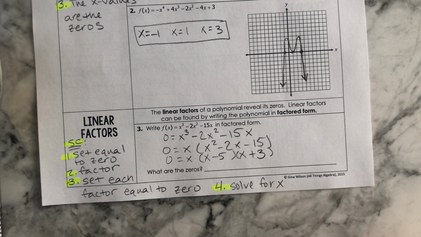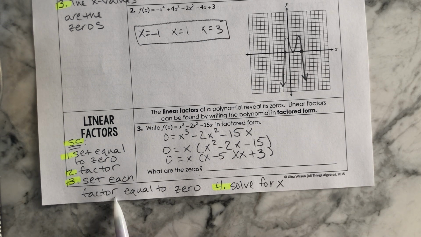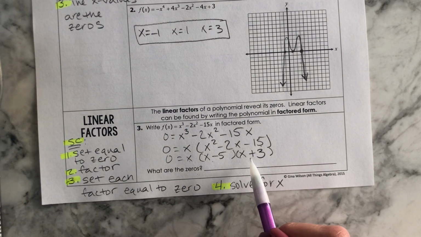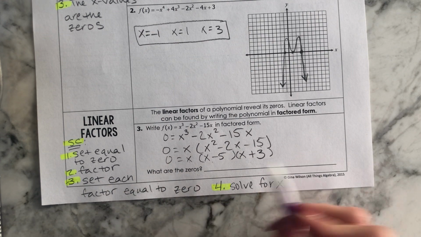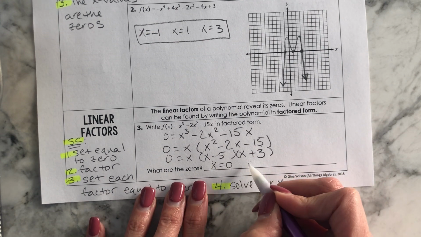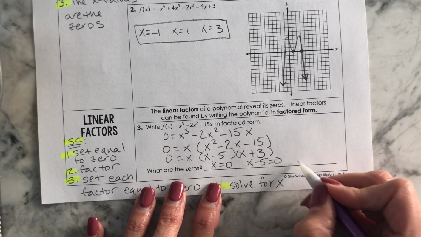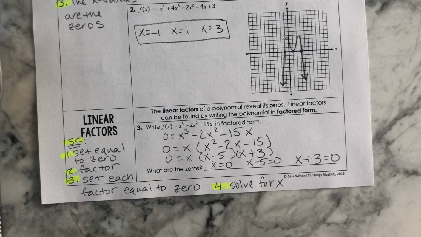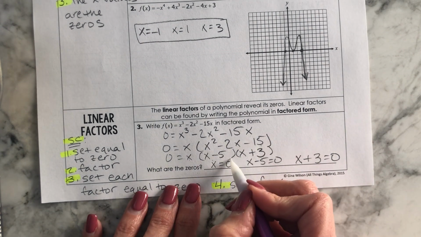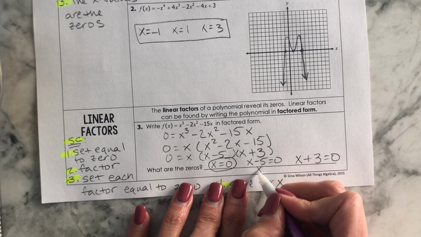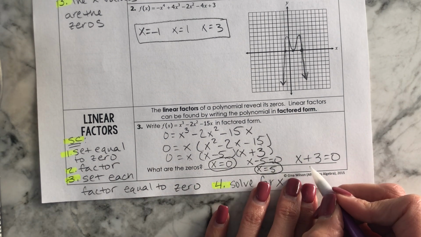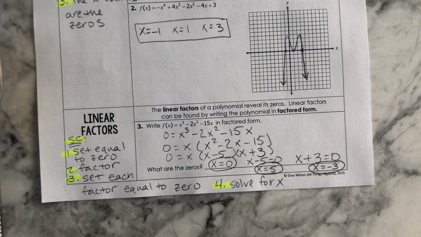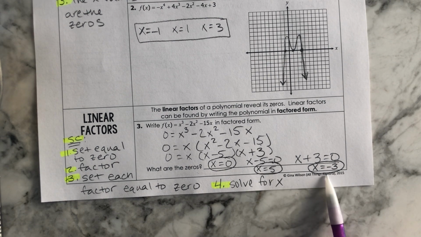So to find my x values, I'm going to set each factor equal to 0. So x is a factor, x minus 5 is a factor, and x plus 3 is a factor. So each factor equal to 0. So x equals 0, x minus 5 equals 0, and x plus 3 equals 0. And then finally, now I can solve for x, and those would be my answers. So I have x equals 0, add 5 to both sides here, I would get x equals 5, subtract 3 from both sides here, and I get x equals -3. So my zeros are 0, 5, and -3.